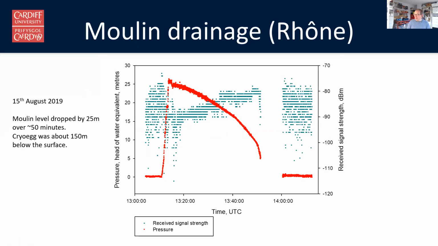The other thing I quite like about this plot is that we can see the green blobs here are the reported signal level, which you can see varying up and down as Cryoegg moves around in the flowing water in the bottom of the moulin. But as the moulin level drains, you can see that the signal level gradually rises as the water attenuation is reduced. So that's really encouraging.